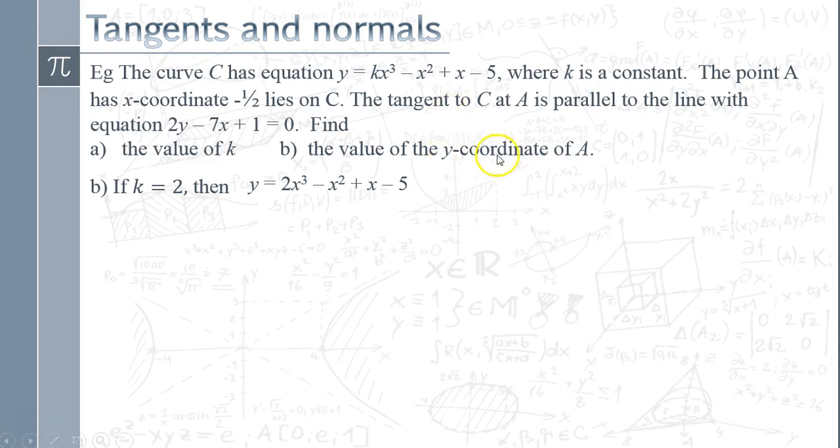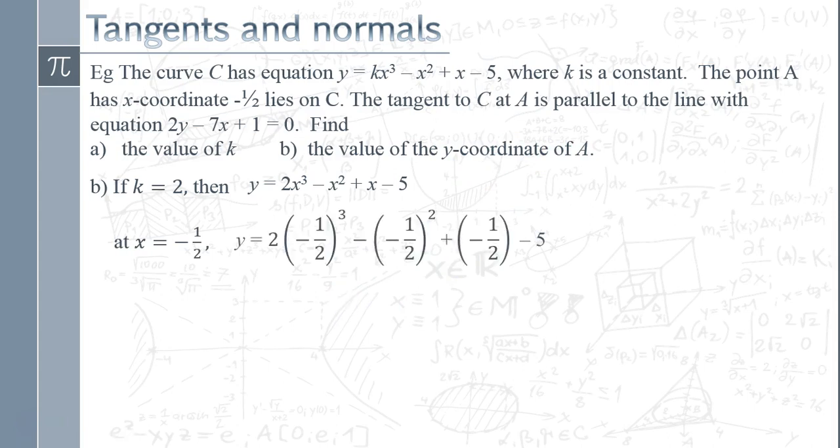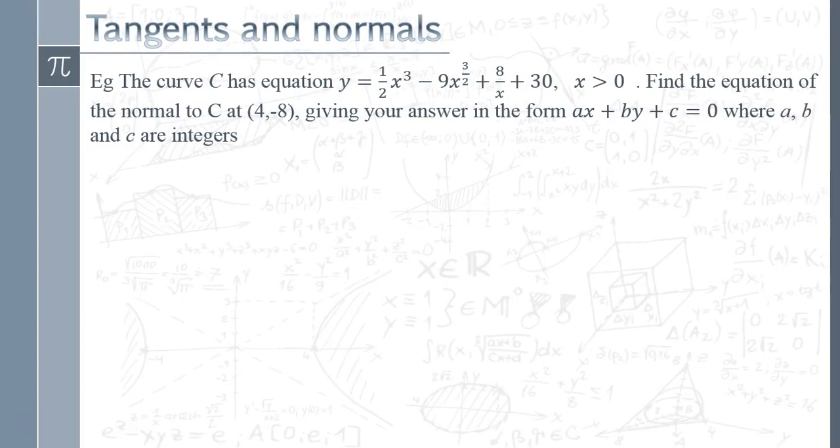We want the value of the y coordinate of A. We know the x coordinate of A is minus a half. So it's just a straightforward job to put minus a half into our equation, do all the tidying up, and we end up with y equals minus 6. Okay, sorted. On to our third example.